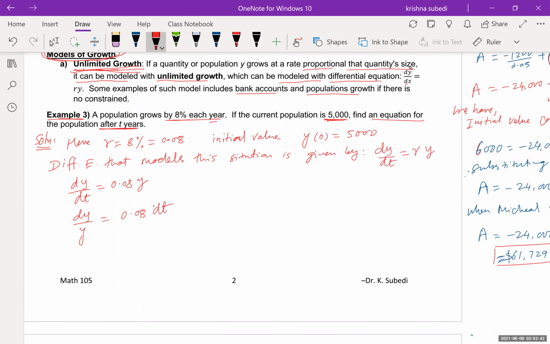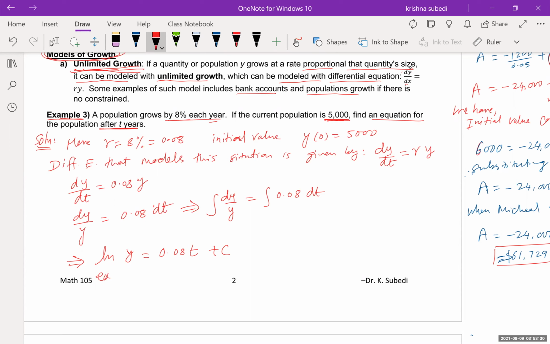Now integrating dy over y equals integrating 0.08 dt. So this gives me ln y. y is positive, so you don't have to write the absolute value sign here, because it's the population, right? y represents the population. So you can simply write ln y equals 0.08 t plus c.